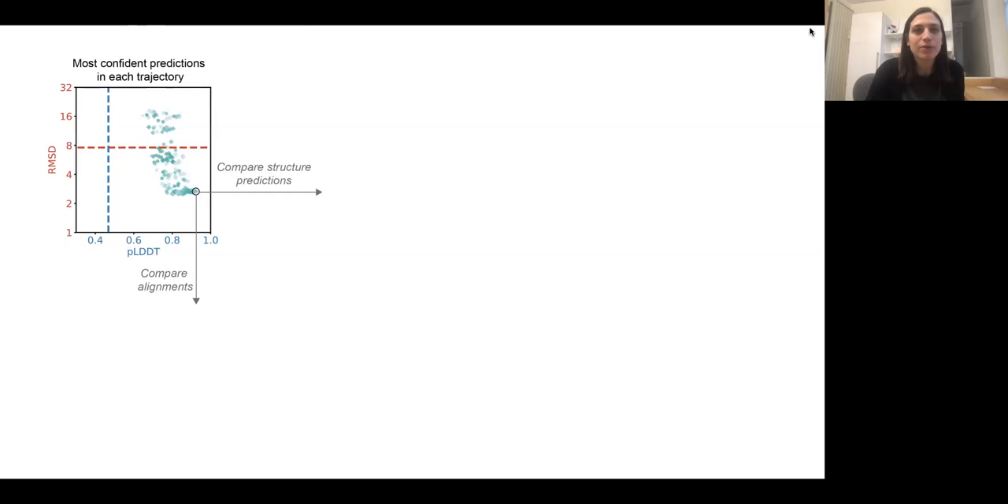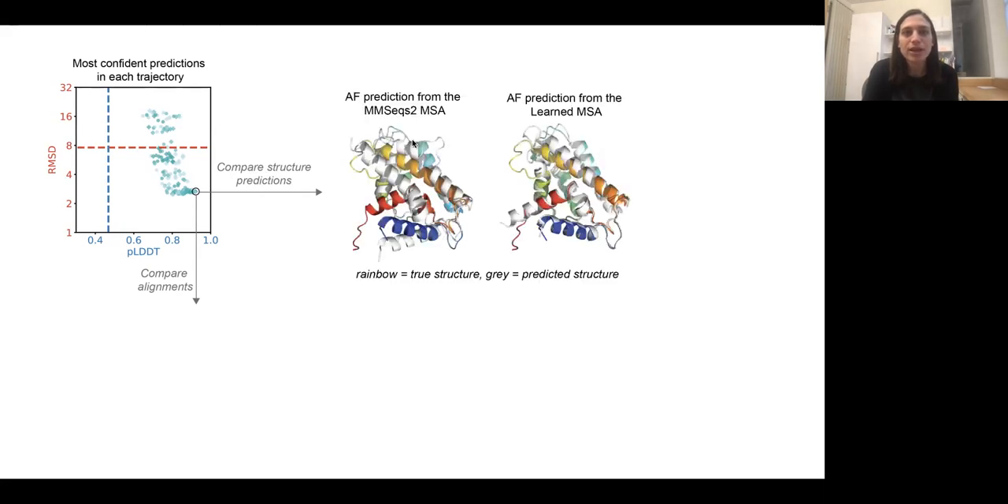So for this example, we decided to look at the most confident point. Here corresponds to one training trajectory, and on that training trajectory, at what point was the AlphaFold prediction the most confident? The first thing we did was compare the structure predictions. Here in these examples, rainbow represents the true structure and gray is the predicted structure.